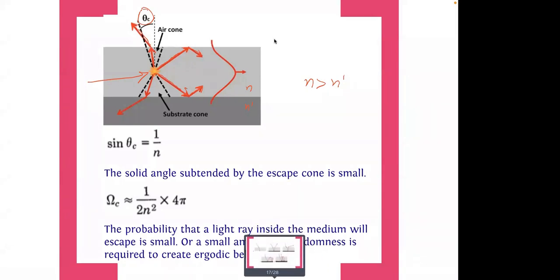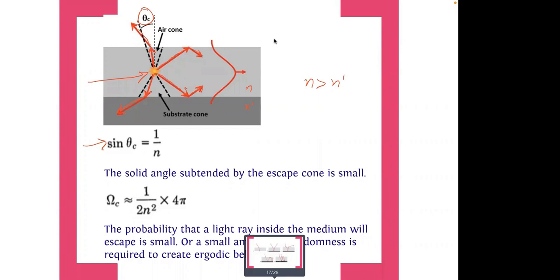And you can also have an escape cone over here as well. This is a situation for an LED, but a very similar situation happens for solar cells as well, because you can imagine the light coming in rather than being generated inside the material. Now, how do you compute the fraction of light that escapes? That comes from the critical angle, sin theta c is 1 over n, and it comes from the solid angle.